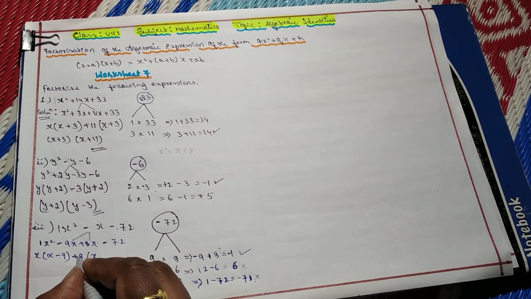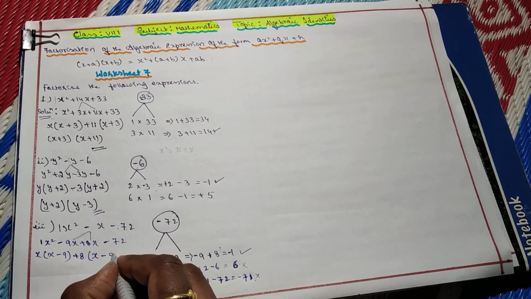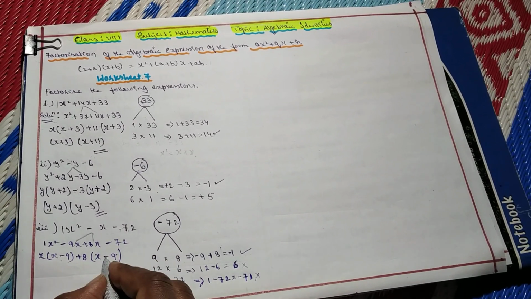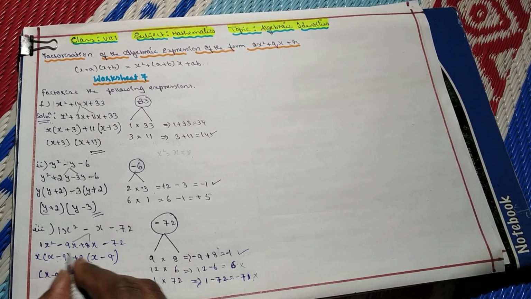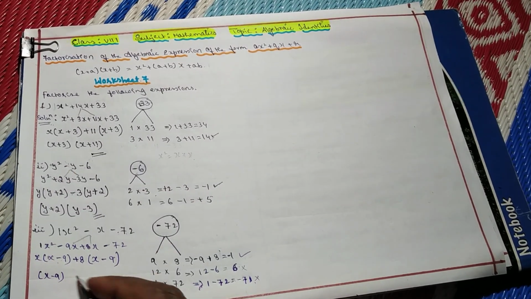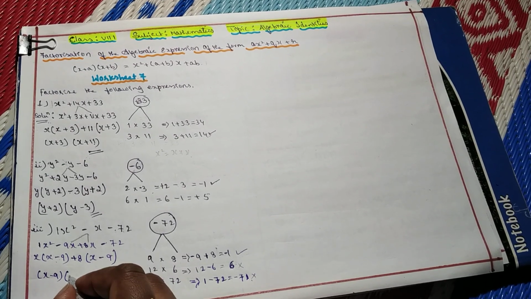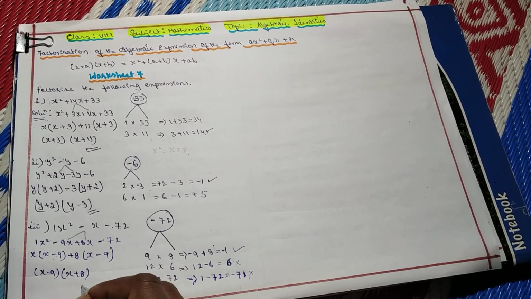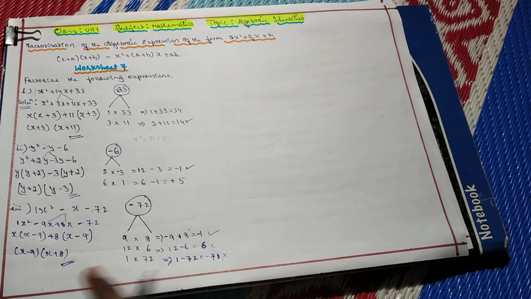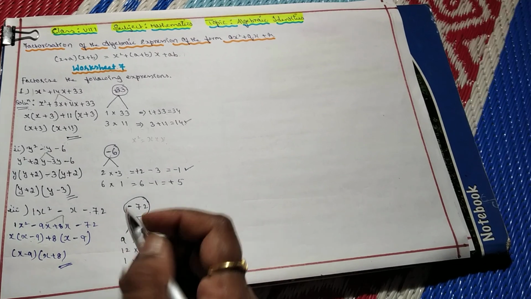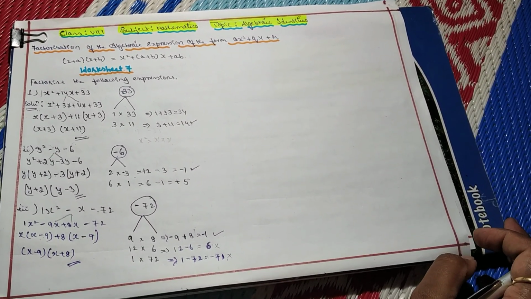Left out is x. Plus into minus is minus. 8 9s are 72. So in between these two, x minus 9. At any cost, you'll get these two terms only. Factor, children, in every question you check it. And the remaining is x plus 8. So these are the two factors, that is x minus 9 and x plus 8. If you multiply these two factors, of course you'll get the expression x square minus x minus 72.